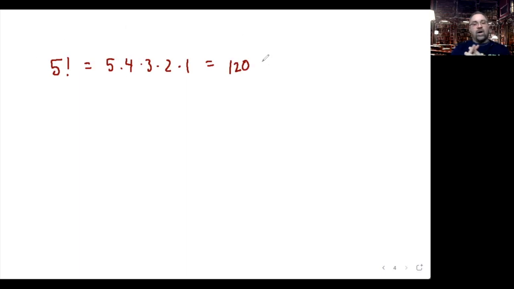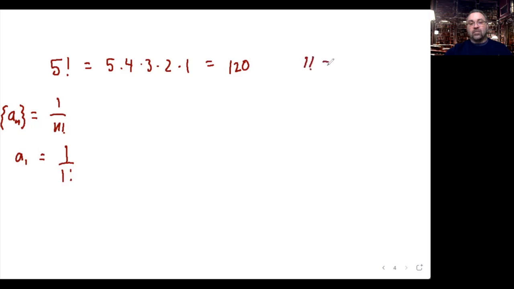These things do start to show up quite a bit in our work in sequences and series. So don't be surprised to start seeing the terms of the sequence look like 1 over n factorial. So if a sub n looks like that, what do the terms of that sequence look like? Well, a sub 1 is 1 over 1 factorial. Remember, 1 factorial equals 1. Also remember, 0 factorial also equals 1. It's defined to be 1.